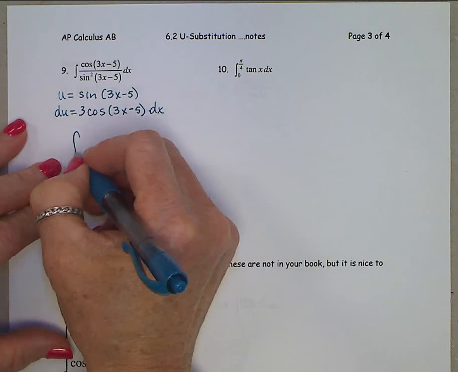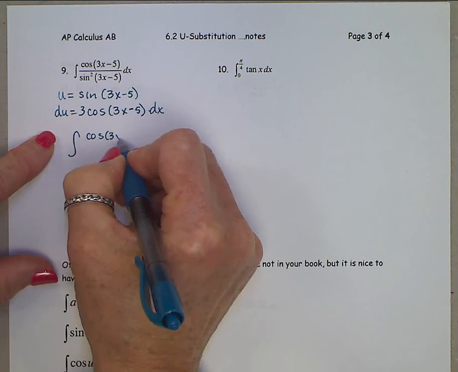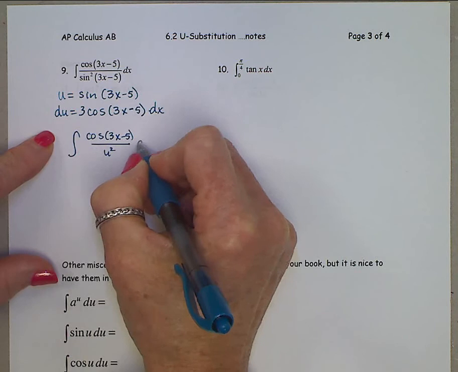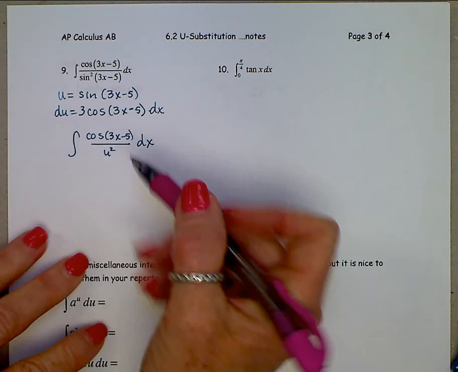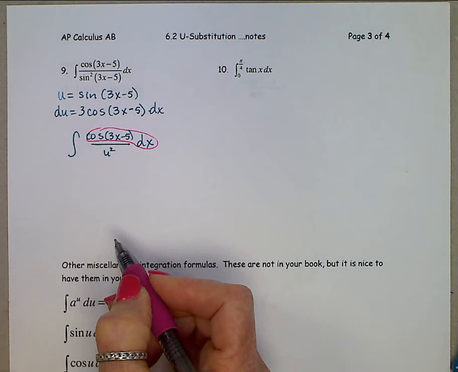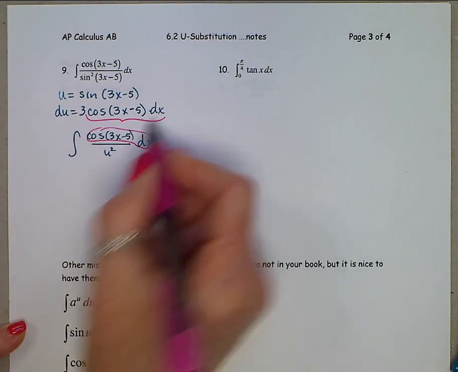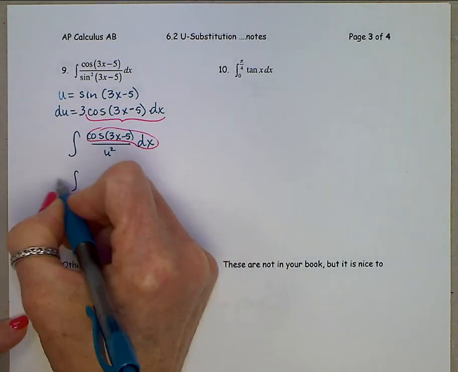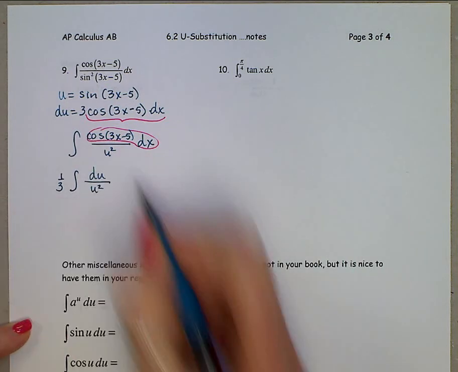Substituting in just for the u, we are going to have cosine of 3x minus 5 over u squared dx. And then this piece right here, cosine of 3x minus 5 dx, is what we need to replace out. And we see right here, cosine of 3x minus 5 dx is going to be 1/3 du. We can pull that 1/3 out. We have this u squared down here and a du up there.